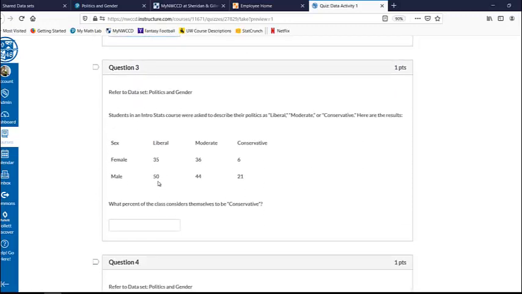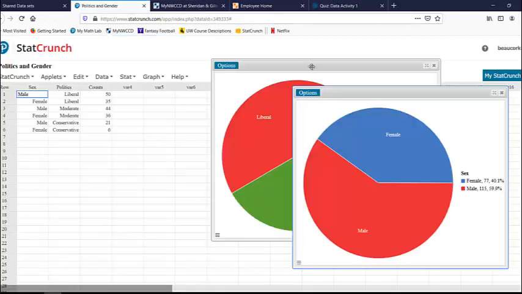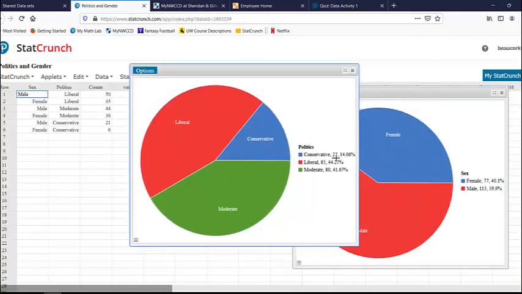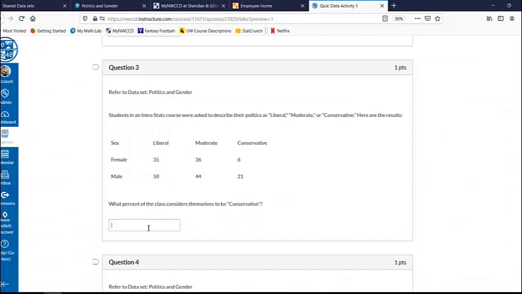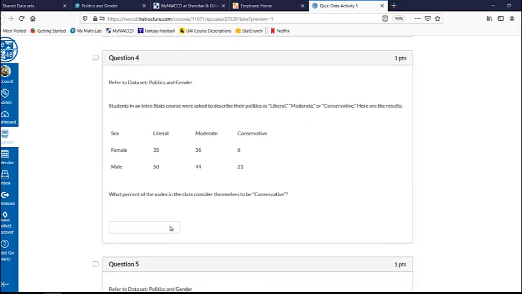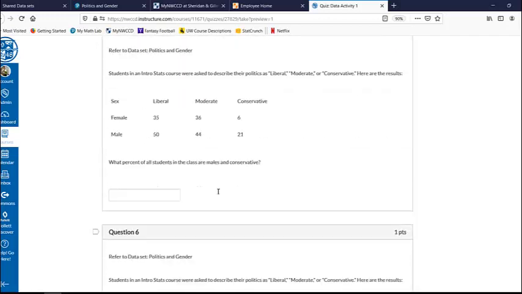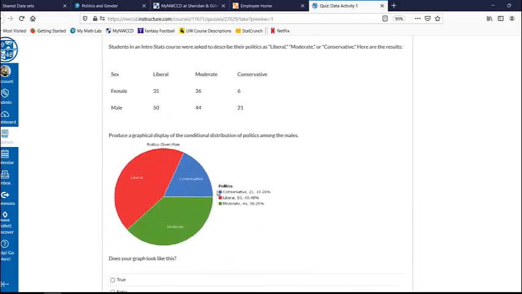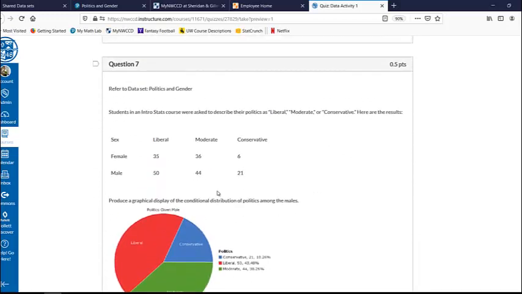And then refer to the data set, politics and gender. Once again, what percent of the class considers themselves to be conservative? That again, I already have in this question: conservative, the 27 out of the 192, 14.06%. Okay, and I could answer all kinds of questions. However, I want to jump down to number 7 here.